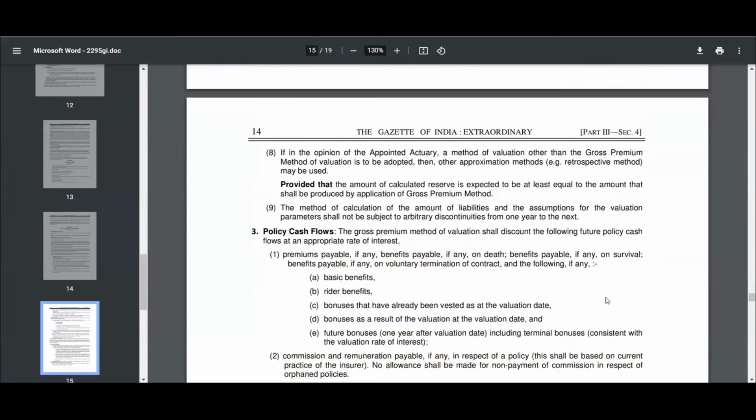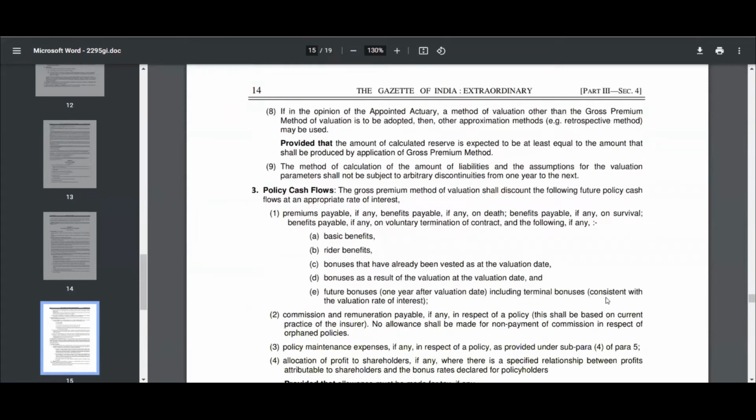And moving on to the policy cash flows. Whenever we are considering policy cash flows, next would be considering the assumptions, because you are projecting your cash flows in the future to calculate the reserves, and you can only project your cash flows in the future if you have some assumptions. So let's consider the policy cash flows, then we'll move on to the assumptions, and we'll stop there for today.